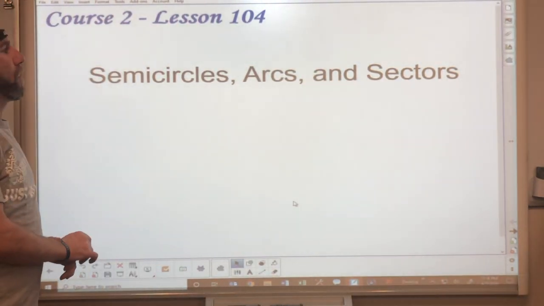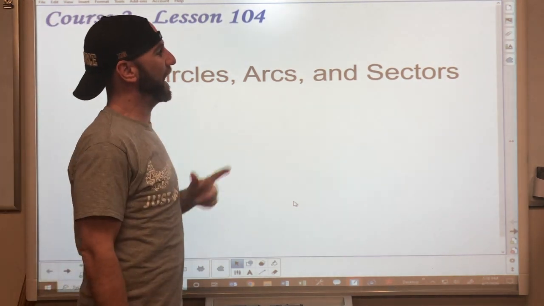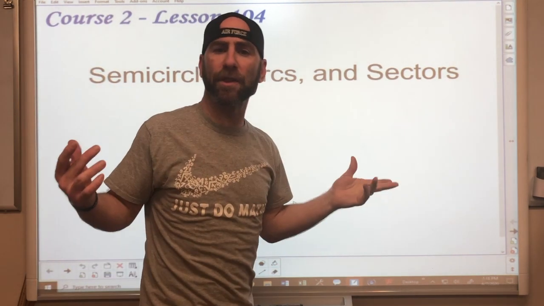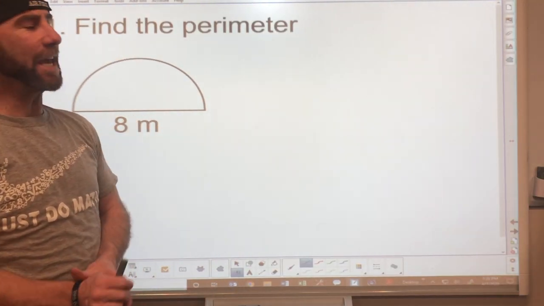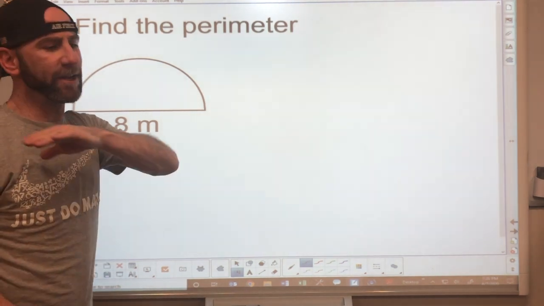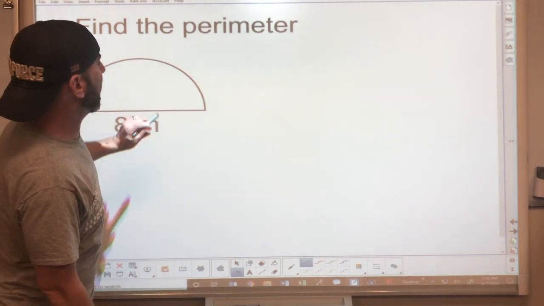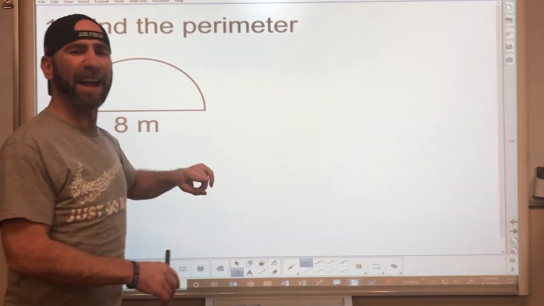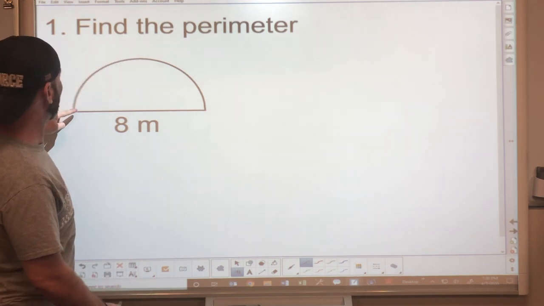Okay. The title is Semicircles, Arcs, and Sectors. What are those? We're about to find out. Here we go. Okay, find the perimeter of this half circle. Well, the straight line is easy to find. It's 8 meters across. That's easy. But we need to find the length of this curved section right there.